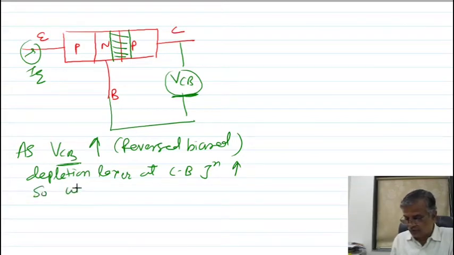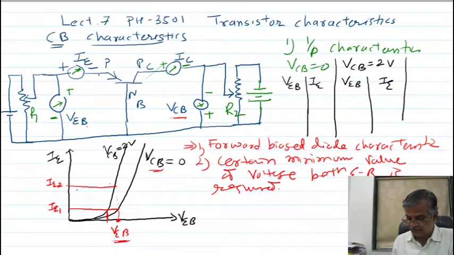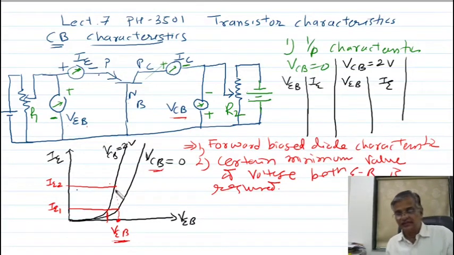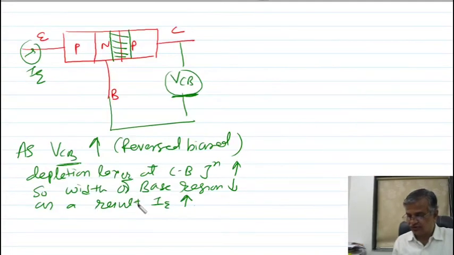So, width of the base region decreases. As a result, ammeter current increases. That you can see in the graph. See in this graph, as VCB increases from 0 to 2, your ammeter current increases from I1 to I2. This is due to this reason.